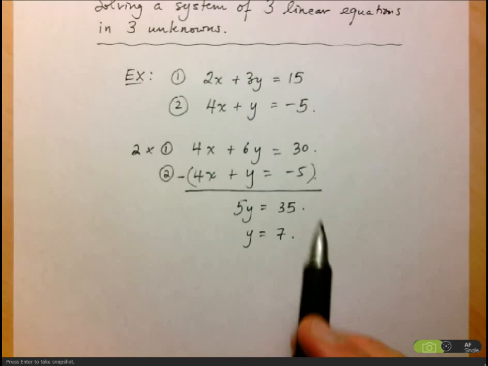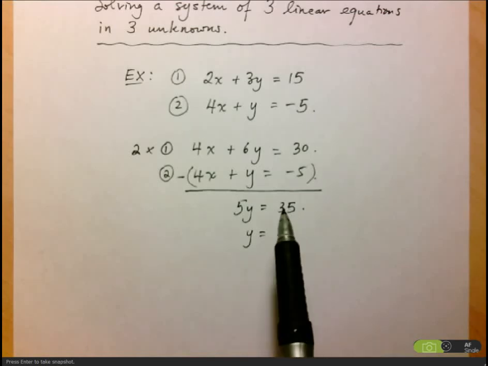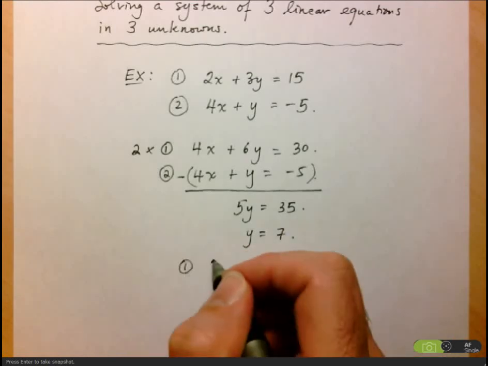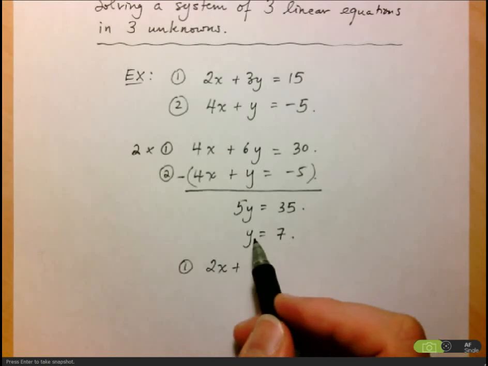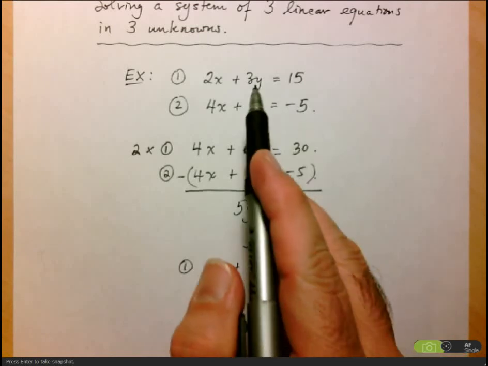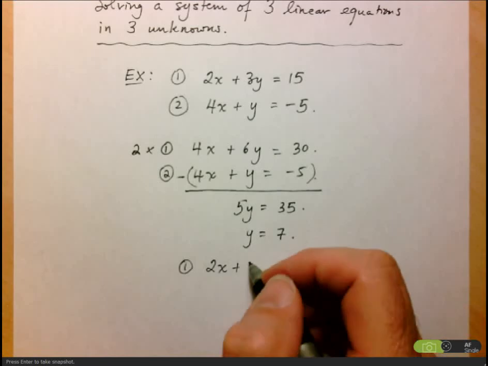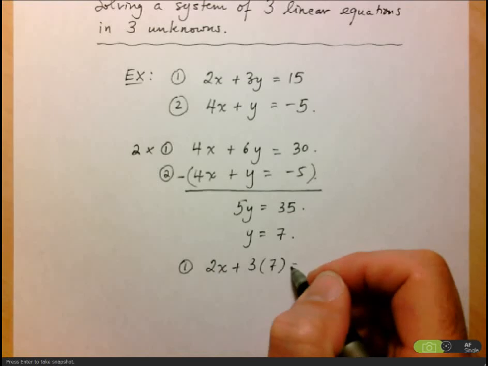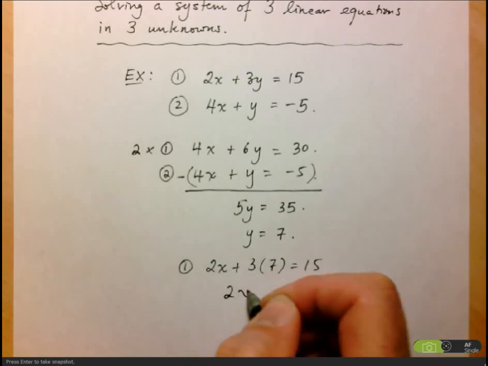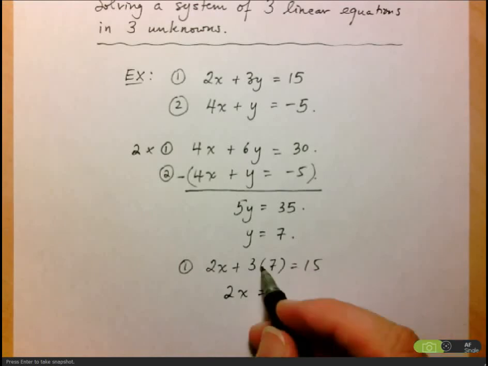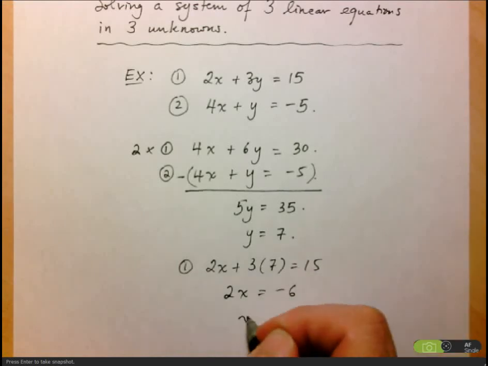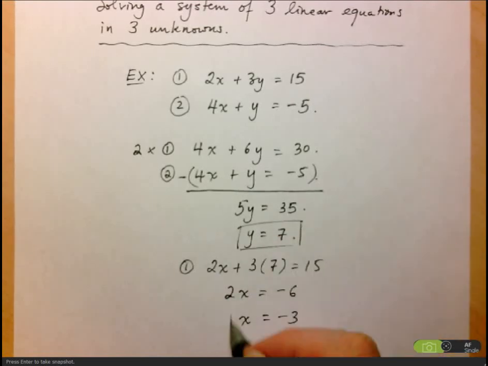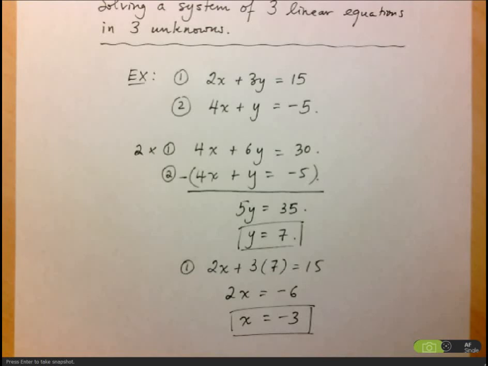Then we can go back and reuse one of these equations to solve for x. I'll use equation 1, so 2x plus, and again this value of y from my new equation is also the same as the one in equation 1, so I can now input for the value of y the value 7, equals 15, and now solve. Here we have 15 minus 21 is negative 6, and so x is equal to negative 3. The solution to this system of equations is x equals negative 3 and y equals 7.